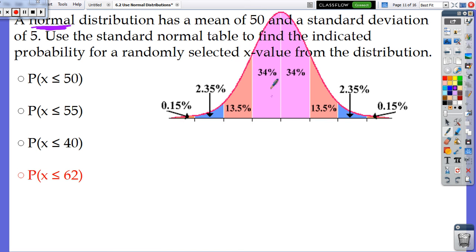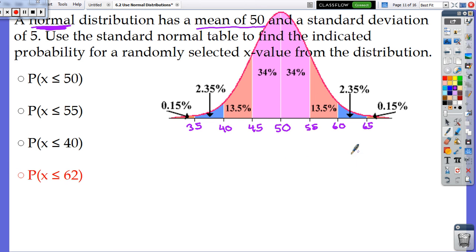We know that what goes in the middle every time? The mean goes in the middle. And to get these other numbers down here, these other points or markers, we're going to add and subtract our standard deviation. So this is 50, this is 55, and add 5 again, 60, add 5 again, 65. Going backwards, we subtract: 45, 40, and 35.